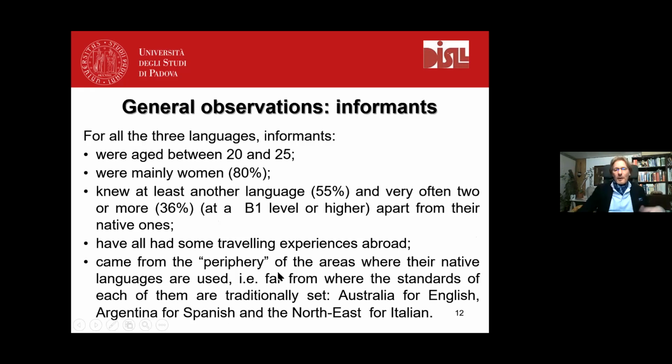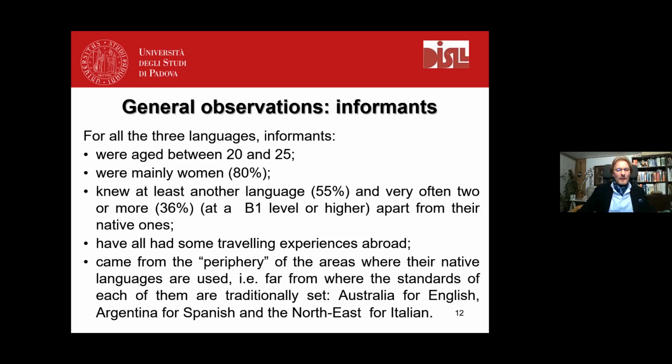Some general observations about the informants. For all the 3 languages, informants were aged between 20 and 25. They were mainly women, as is often the case with students of foreign languages. They seem to be particularly popular among women, girls, definitely more than among men. They knew at least another language, 55% of them, and very often 2 or more, 36% of them, at least at the B1 level. I don't know if you're familiar with the levels of the Common European Framework of Languages. B1 means intermediate, basically, I would say, apart from the native languages.